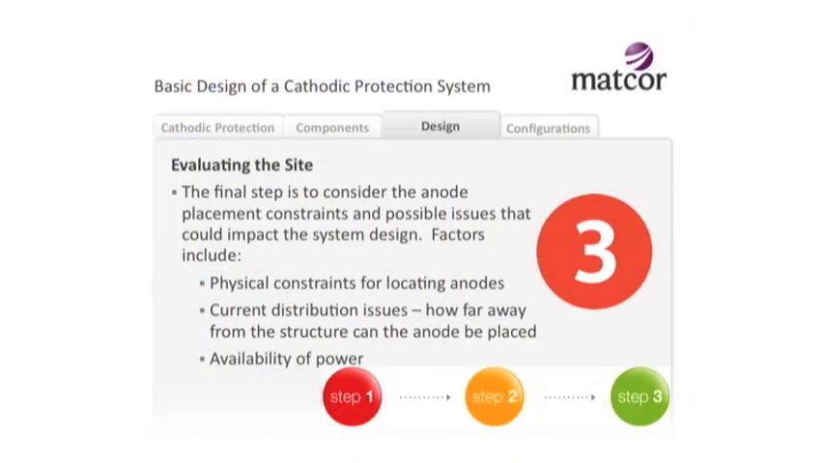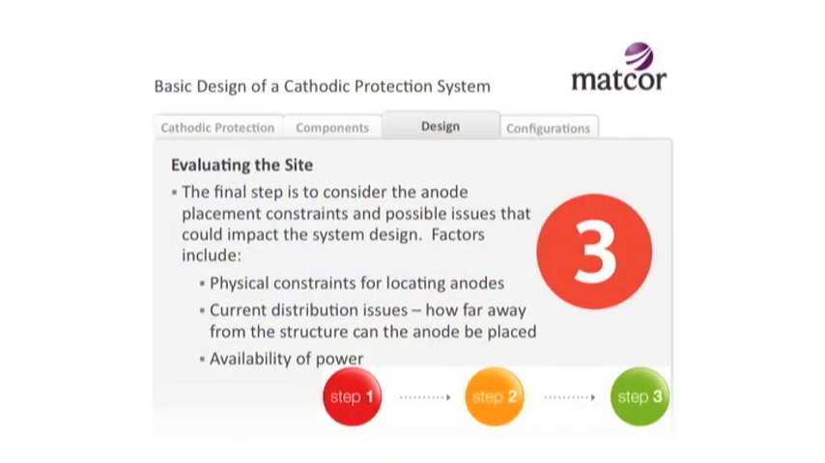The final step to consider is anode placement. Are there constraints to where I can put the anode? Earlier I talked about a flashlight and putting it close to a wall and moving it back. Sometimes you can't move it back. Sometimes you're physically constrained in where you can put anodes.